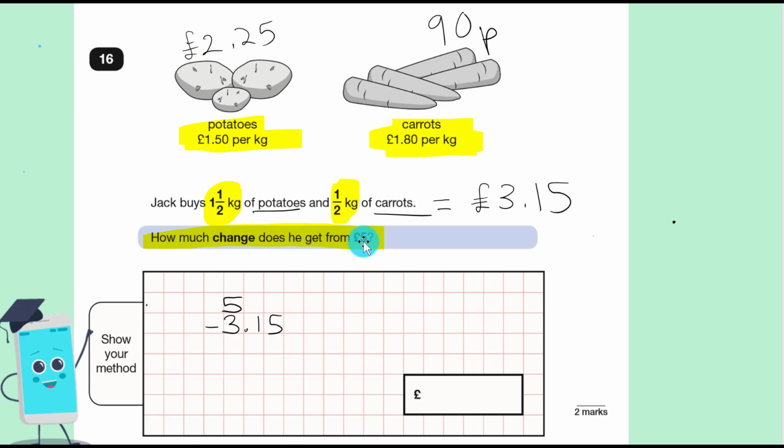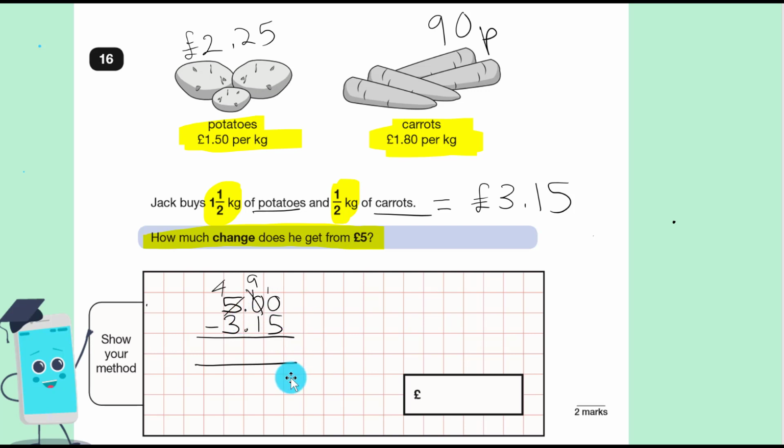Now I don't want to leave my 5 blank at the top, so I can put a decimal point and 2 zeros. We need to do some borrowing and exchanging here, because 0, I can't take 5 away from it. I've got nothing at my neighbour. I need to go along one more. That becomes a 4 and that becomes a 10. Now I can borrow from it. That becomes a 9, that becomes a 1.